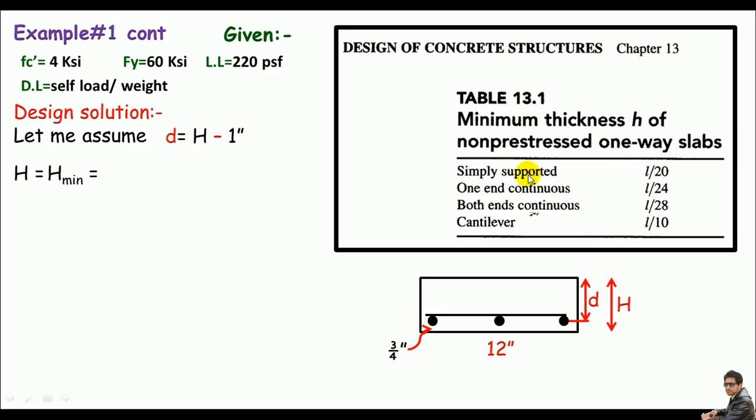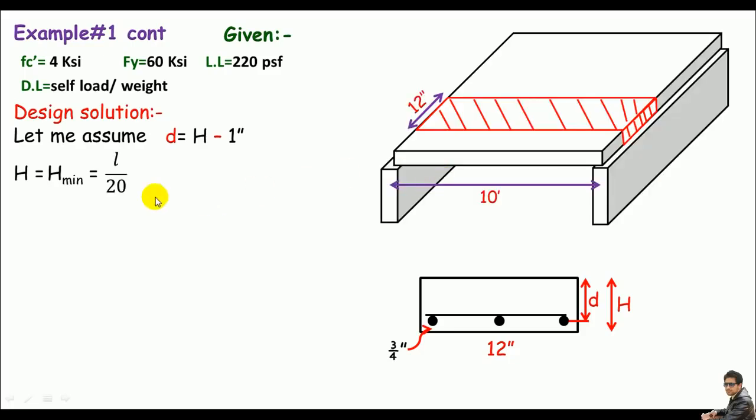Just look, when a slab is simply supported, we can take the minimum thickness as the total span divided by 20, right? And there we have, of course, 3 other options. But our slab is just simply supported, so I'll take the minimum thickness as span by 20. So it's just L by 20 and the length is given, which is 10 feet divided by 20. This will give me the answer in feet. I'll just multiply with 12 so I can get the answer in inches. So h minimum is just 6 inches. So the total height of the slab is just 6 inches.